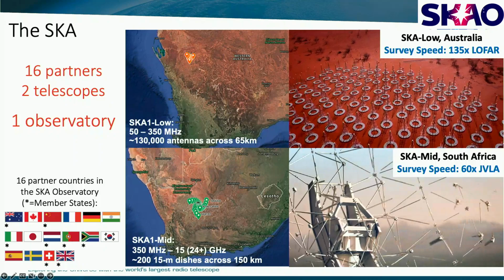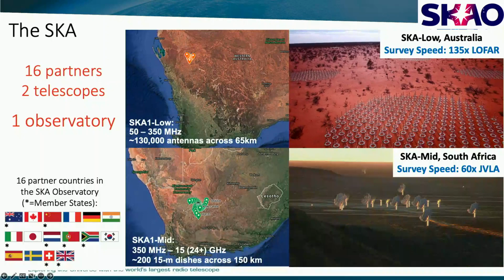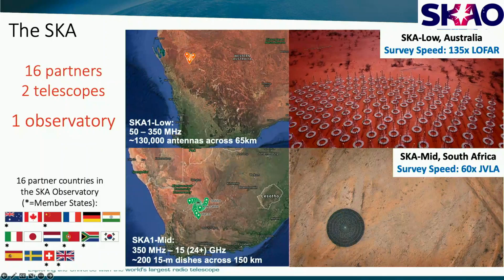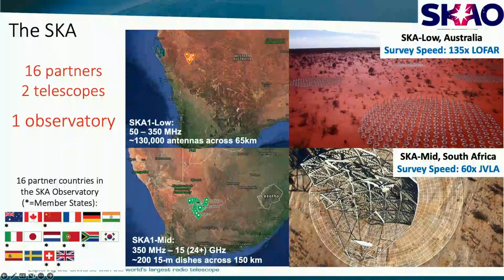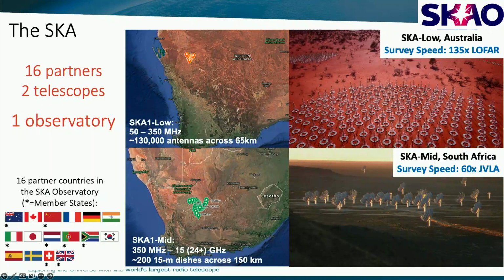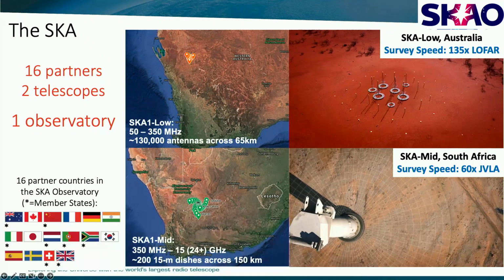So the construction has begun. I'll show you a timeline very soon, but these facilities should be ready towards the end of the decade for full observations. And unfortunately, unlike these videos, these facilities don't just pop out of the ground and build themselves, right? There are a lot of people around the world working really hard to make this a reality. There's a partnership of 16 partner countries that form the SKA Observatory, and right now there are 8 member states.